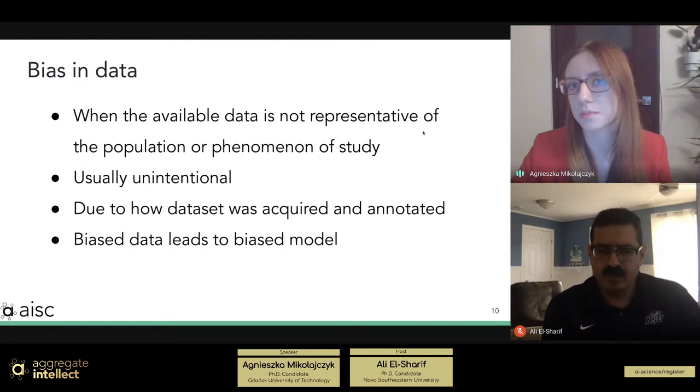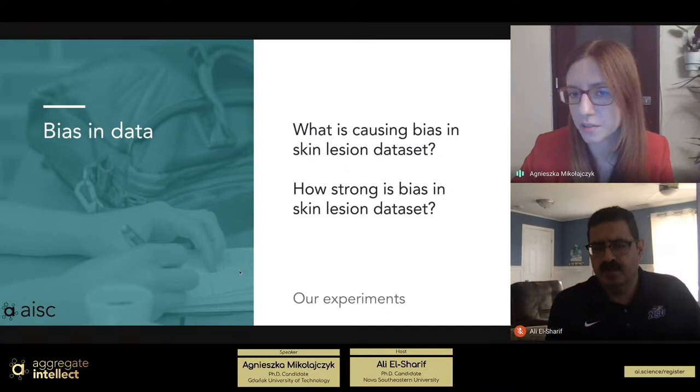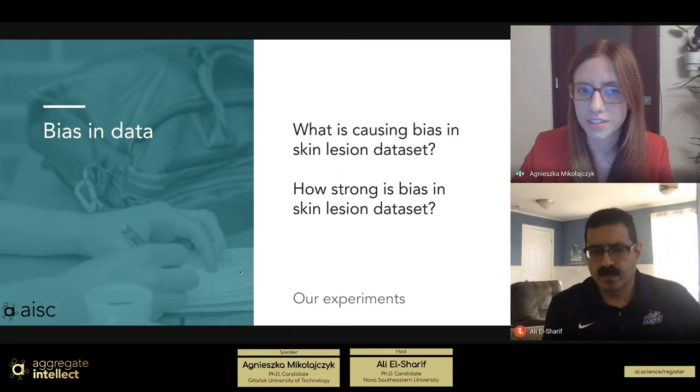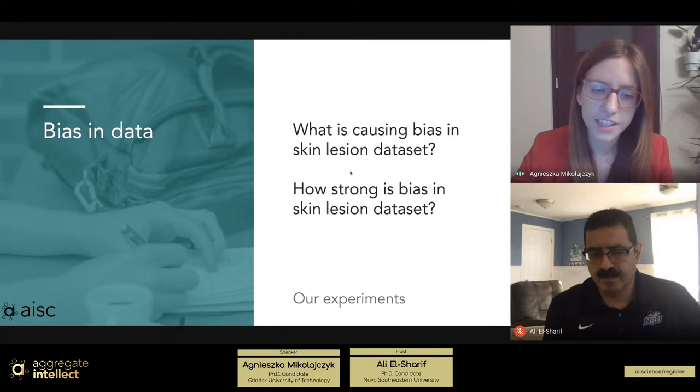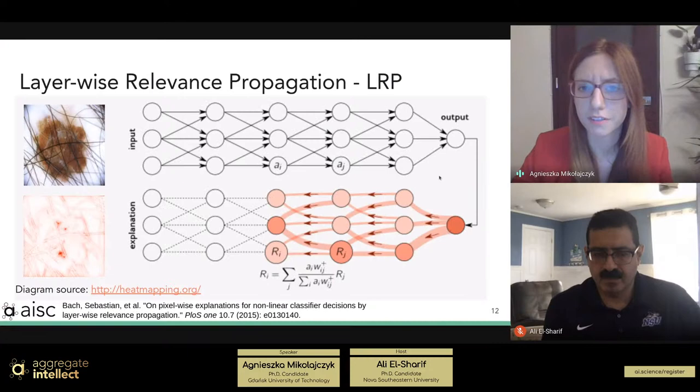Okay, but we know that we have some bias in this dataset, because we could train it and it overfitted to noise, even if we didn't show any kind of lesions to the model. But what actually is causing the bias in skin lesion datasets? That was the question we asked ourselves. They tried to do it with the same approach in the CVPR paper, but with no success. They didn't have any conclusion from that. And how strong is bias in skin lesion datasets? So we started with our experiments.